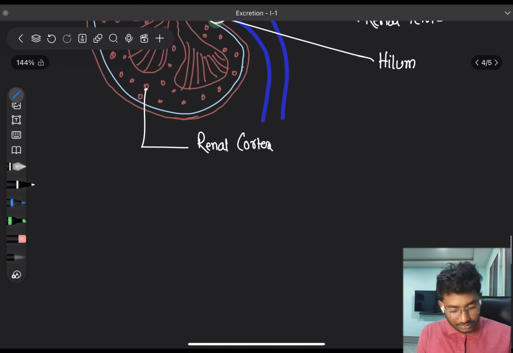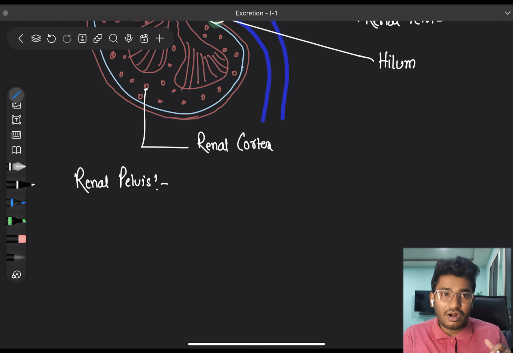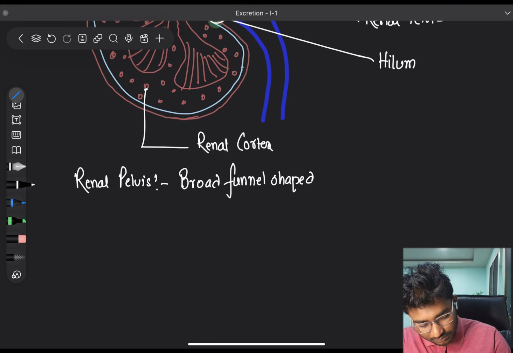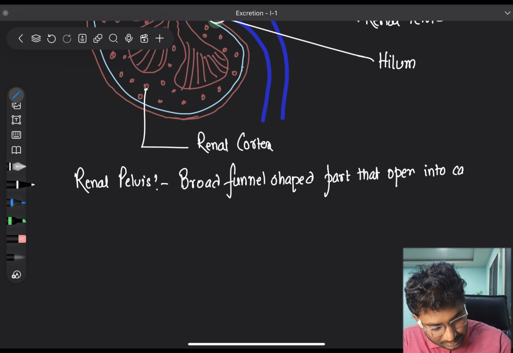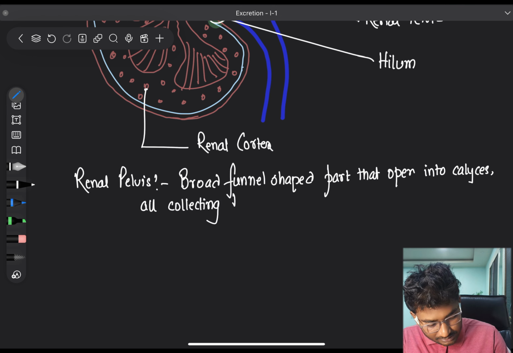Okay, now coming to the next part. What is the renal pelvis? The renal pelvis is a broad funnel shaped part that opens into calyces. All collecting ducts of nephron open here.